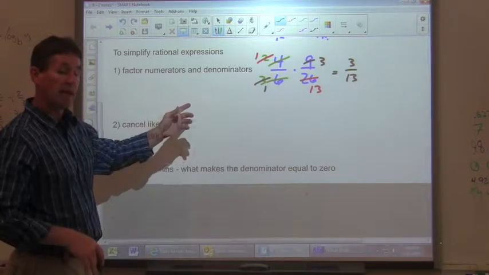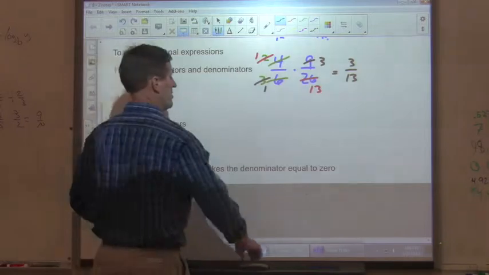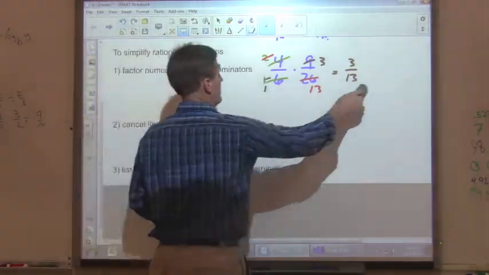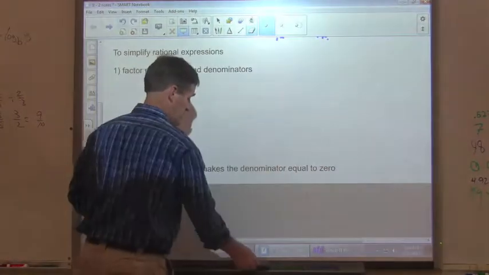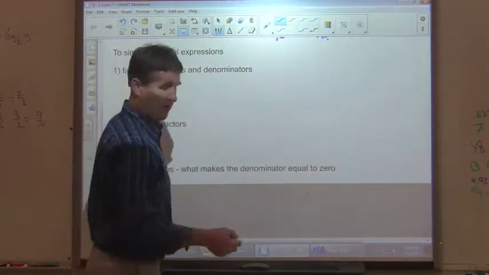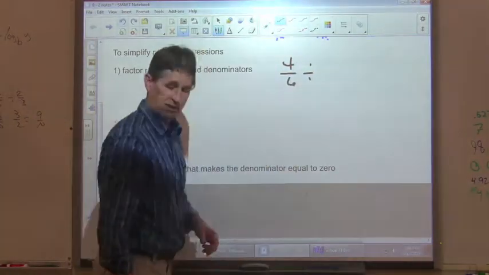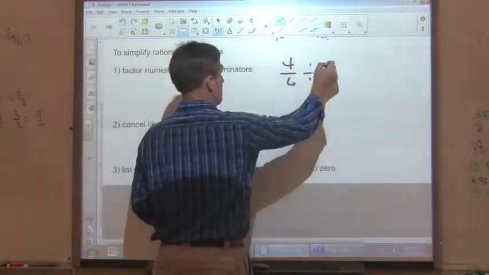So we're going to do multiplication and division. Let's just review our divisions with fractions before we add expressions to it. Let's take 4/6 divided by 8/15.